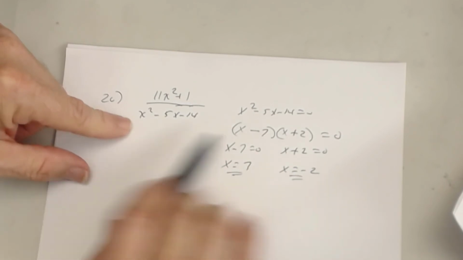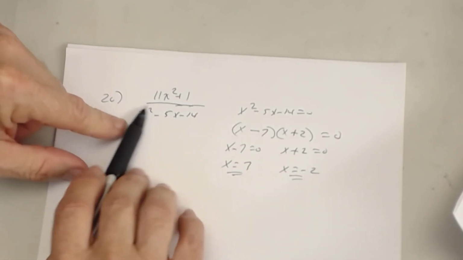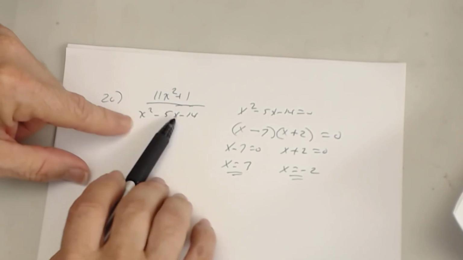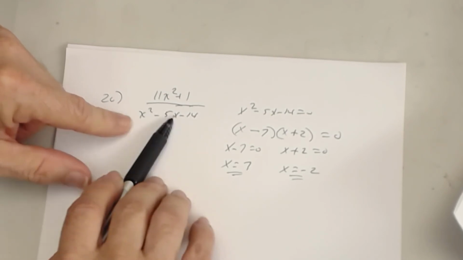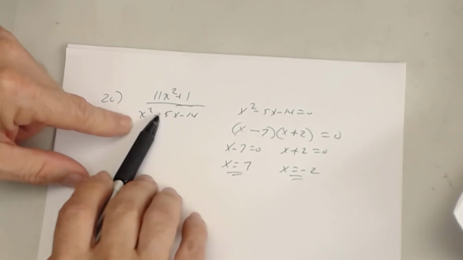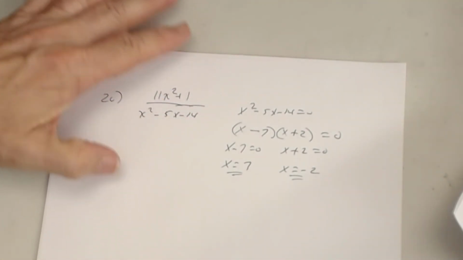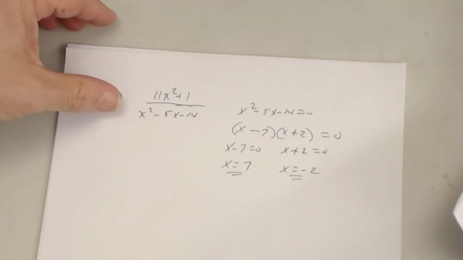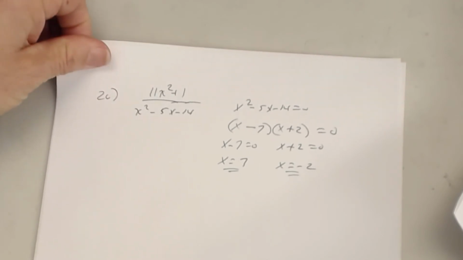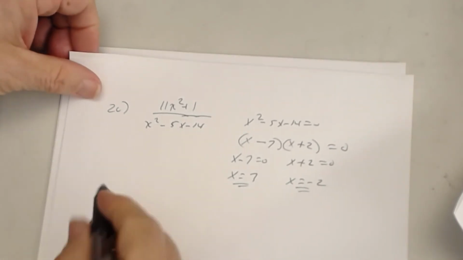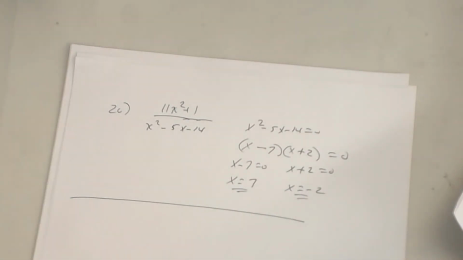Negative 2. What's negative 2 times itself? What's a negative 5 times a negative 2? Positive 10. 4 plus 10 is 14. Right. Okay. All right, so any questions on that? So that's all this part was. Okay? All right, now we're going to look at another idea, and then we'll do more with it next class period.